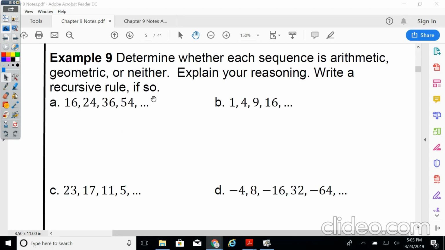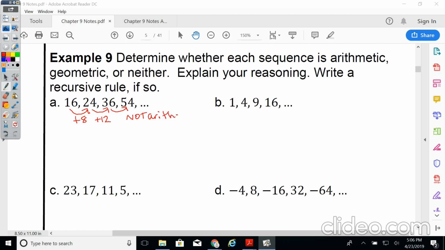All right, for example number 9, determine whether each sequence is arithmetic, geometric, or neither. So arithmetic means it has a common difference, and geometric means it has a common ratio. So we've got to check both of them here. So for A, first, let's check to see if there's a common difference from one to the other. So 6 plus 8 is 24. And 24 plus 12 would be 36. So right there, we know it's not arithmetic.